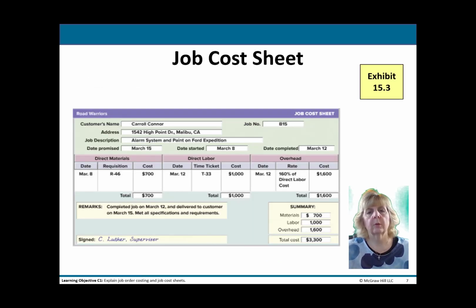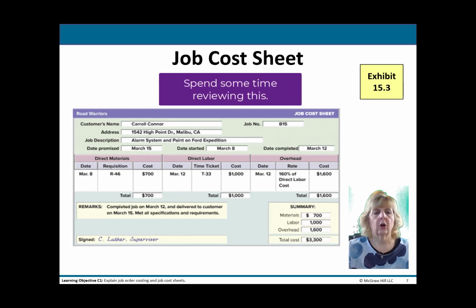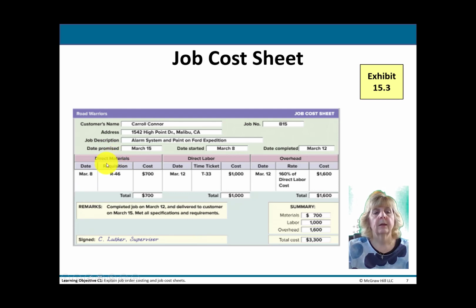Take a look at this job order cost sheet. Again, it's hard to see it on the screen, so go take a look at those PowerPoints in the modules link and take a moment to study the job cost sheet. We'll be using some job cost sheets today in our exercises and our problems. I want you to notice that there are 3 types of costs on here: the direct materials, the direct labor, and the overhead. You're going to see how each one of these 3 product costs are charged out today.